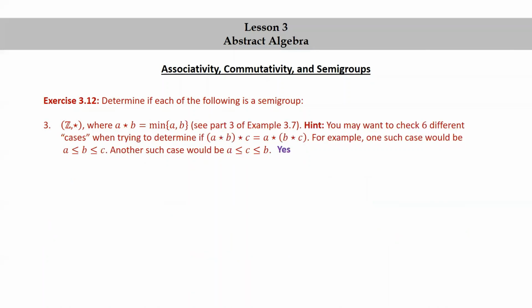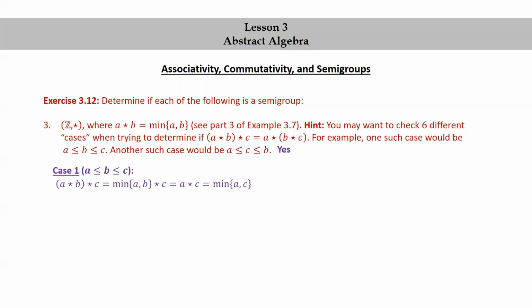Let's give ourselves some room here. The first case is a less than or equal to b less than or equal to c. Let's do this one in detail. (a star b) star c is the minimum of (a star b) and c, which is a star c, right? Because the minimum of a and b is the smaller of a and b, and we're assuming that a is less than or equal to b in this case. So a is the smaller one.